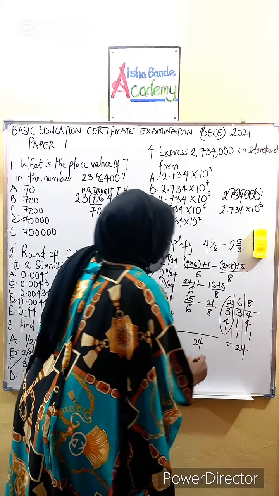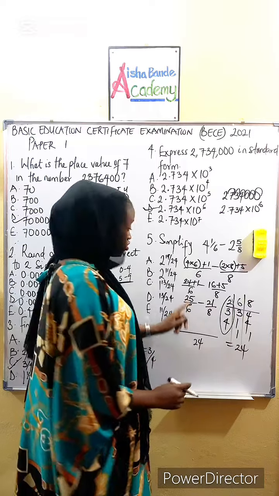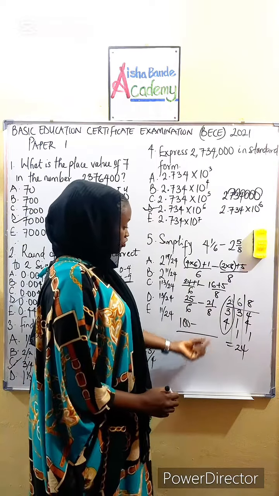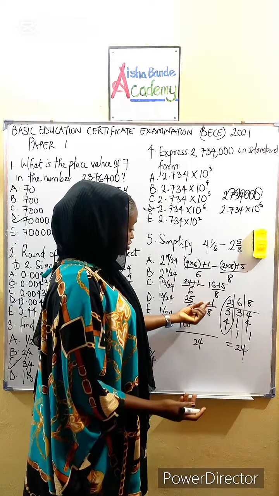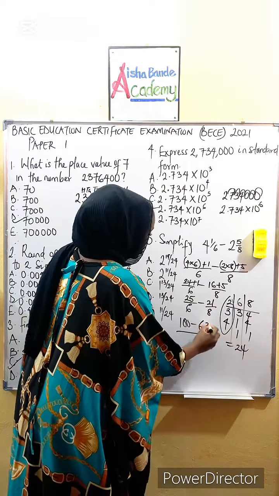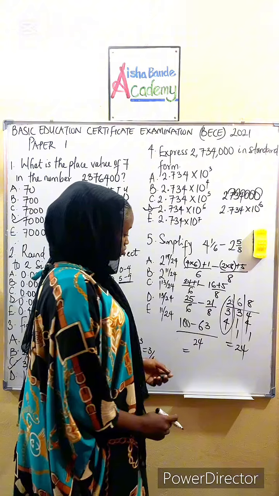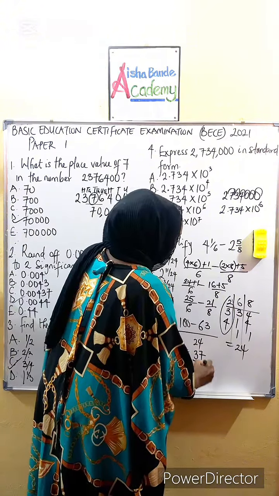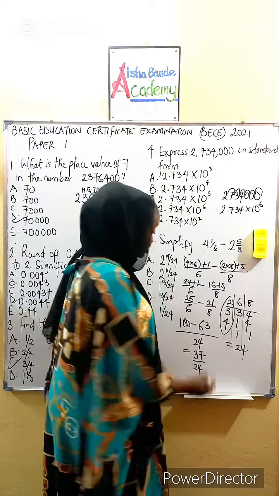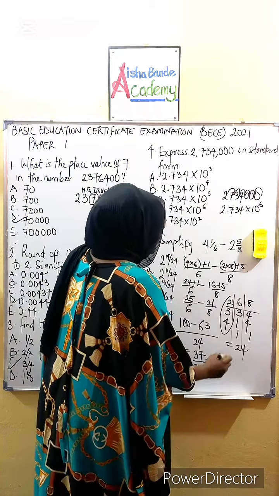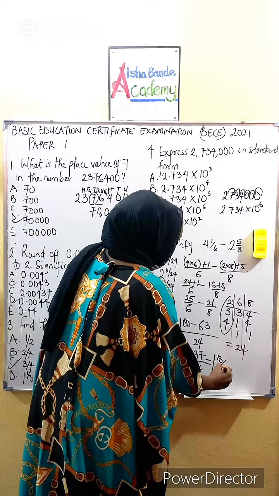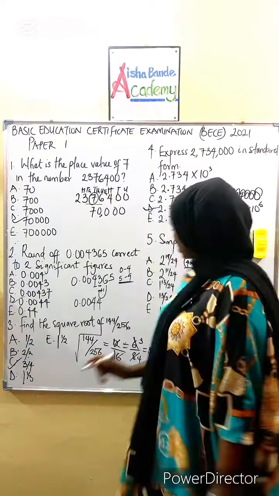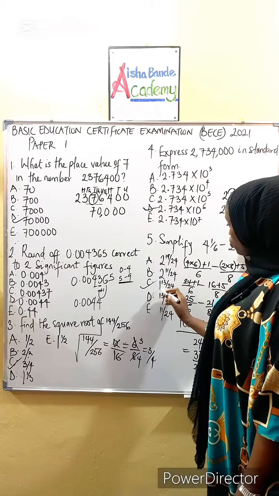So here we have 24 divided by 6 gives us 4. 4 times 25 is 100, minus 24 divided by 8 is 3, and 3 times 21 gives us 63. So at the end of the day, we have 100 minus 63, which is 37 over 24. So this is an improper fraction. We can take it to a mixed number, which is going to be 1 whole number 13 over 24 as the final answer. So looking at the options, the correct answer is going to be option C, 1 whole number 13 over 24.